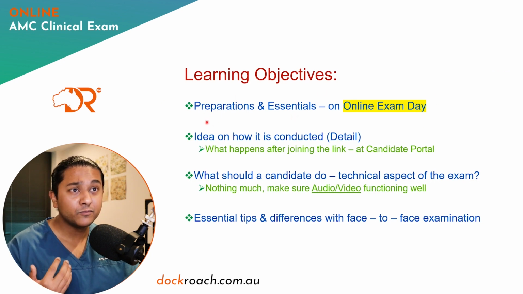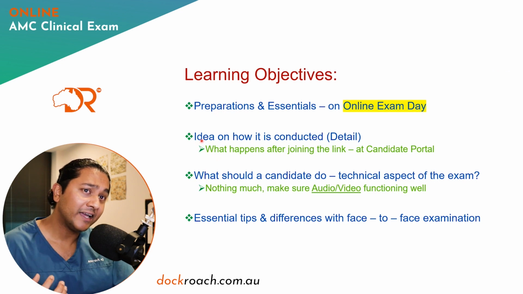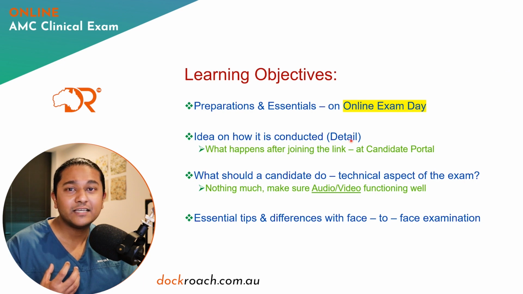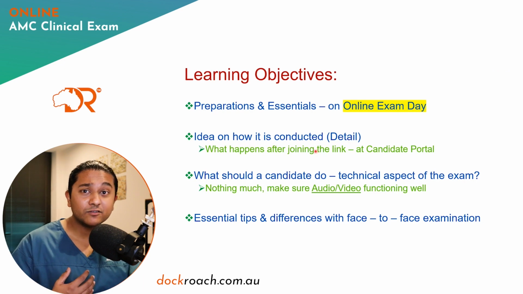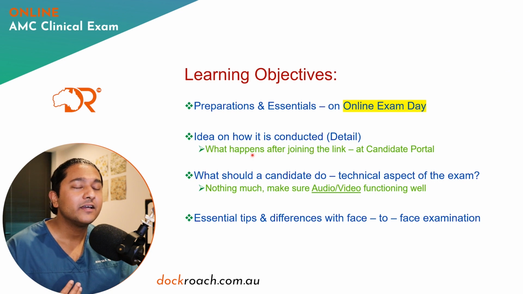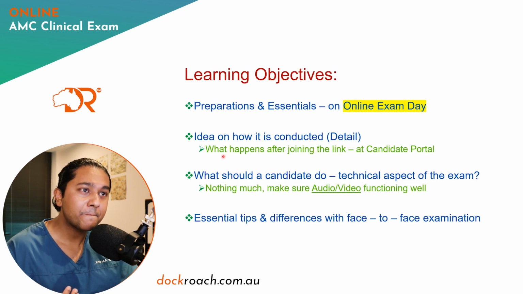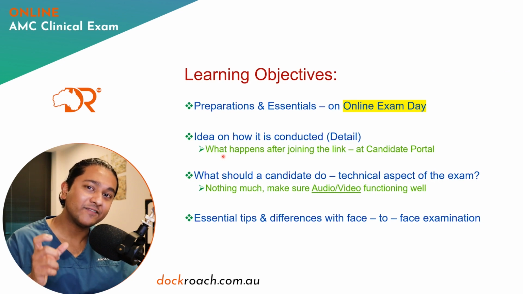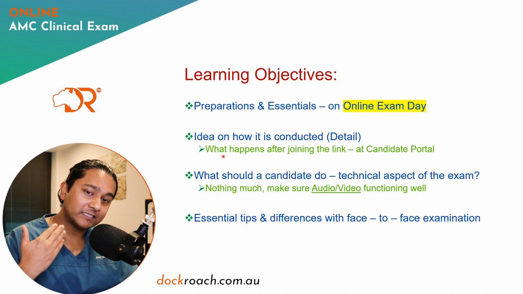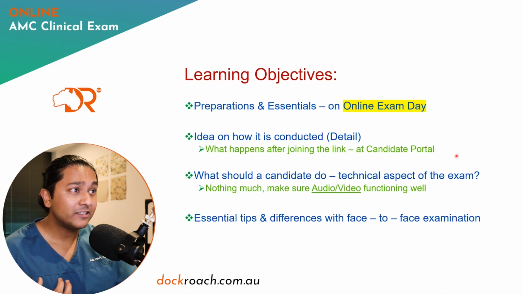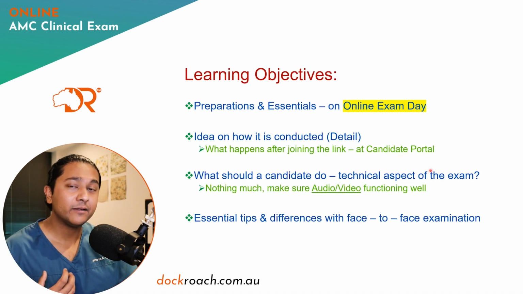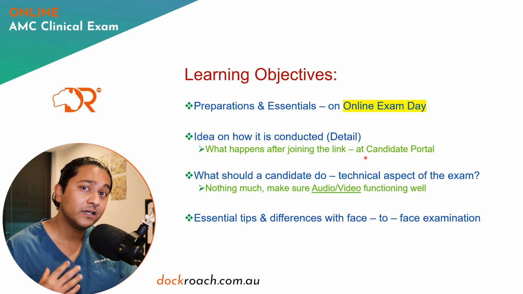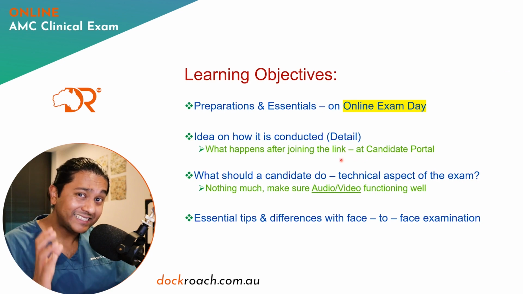And then we're going to move on to the next step, which is to get an idea of how the AMC clinical examination is conducted. That is going to be a detailed video, and we're going to talk about what happens after you join the exam link. You will have an exam link. AMC will set that up for you. That will be present in your candidate portal, your AMC clinical candidate portal. You click on that link, you go into the online environment. I'm going to show you how that looks. You can see it for yourself.